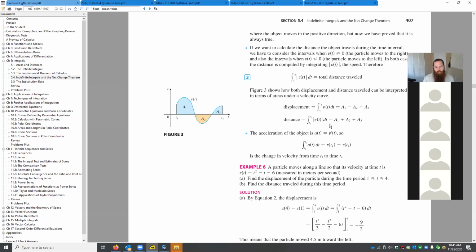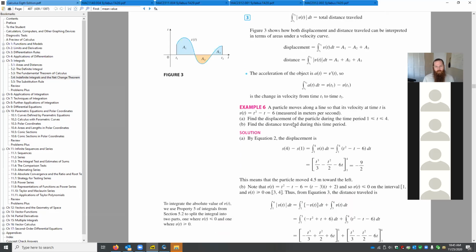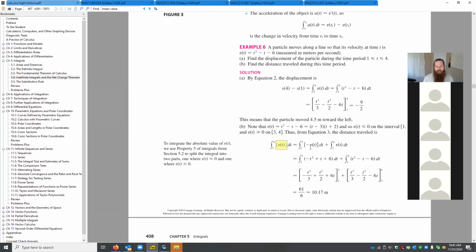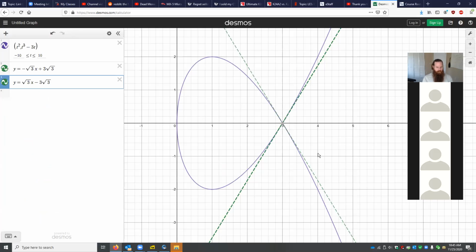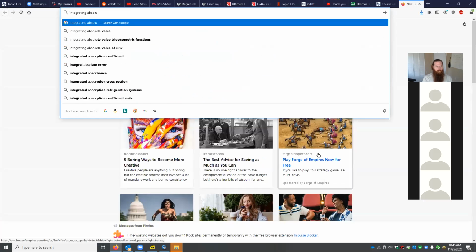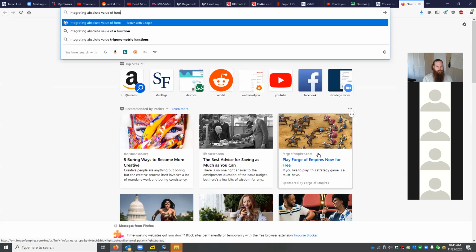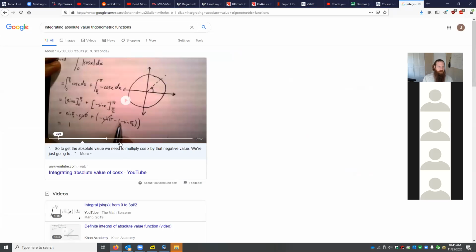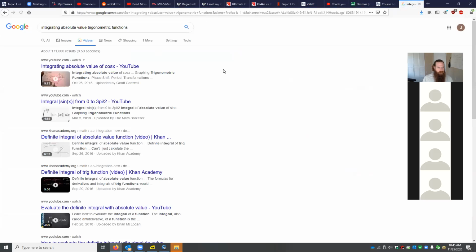How do you fix that? Well, the way to fix it is to split up the integral like they do here. Because we're negative from 1 to 3, and we're positive from 3 to 4, if you want to integrate the absolute value of that function, you need to negate it where it's negative to make it positive, and then leave it alone anywhere it's positive. Another way to do this, we can say, oh, look, they've even got absolute value of trig functions. So you can take a look at some of these videos. They would be helpful. Let me see if I can find one that I trust.